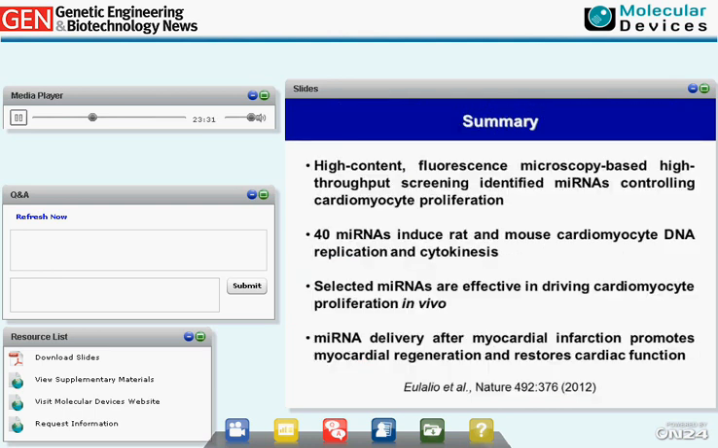So to summarize, I showed you the results of high-content fluorescence microscopy screening to identify microRNAs controlling cardiomyocyte proliferation. We identified 40 microRNAs that induce rat and mouse cardiomyocyte DNA replication and cytokinesis. We tested selected microRNAs and showed that they are effective in driving cardiomyocyte proliferation in vivo. And we demonstrated that microRNA delivery in a model of myocardial infarction rescues heart function to almost normal levels.